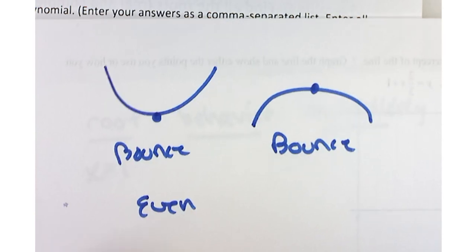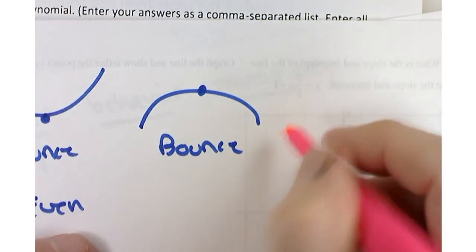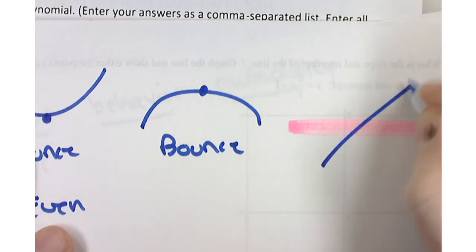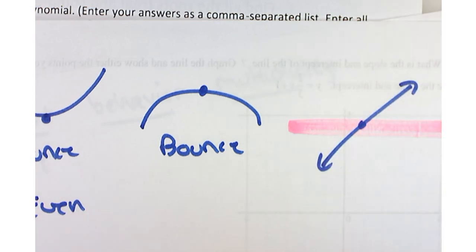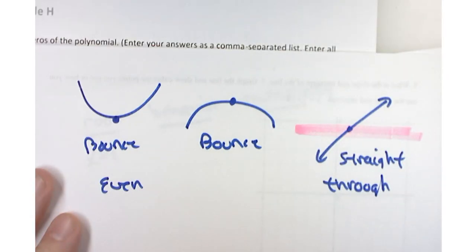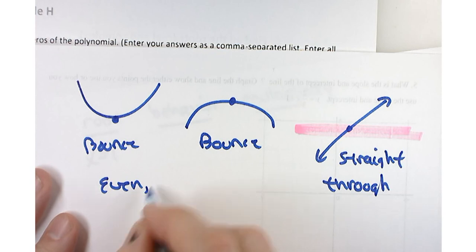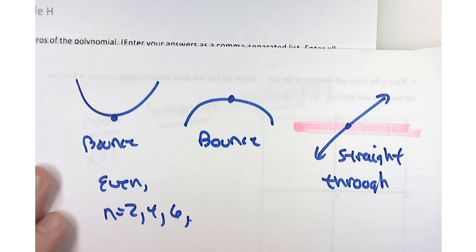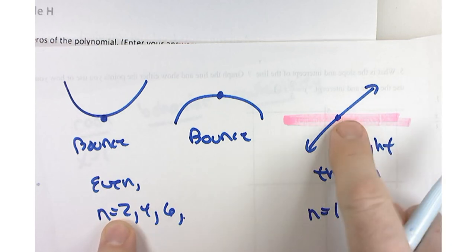Another possibility is straight through. And if it goes straight through, that's fine. It's just going to cross like that. It's not going to hesitate at all. That's a straight through. So you've got a bounce. Bounce is associated with an even degree. Typically you use the smallest degree possible. So n equals 2, 4, 6, etc. Whatever is warranted, but unless there's some extra information, choose x equal 2. Straight through, that's a degree 1.